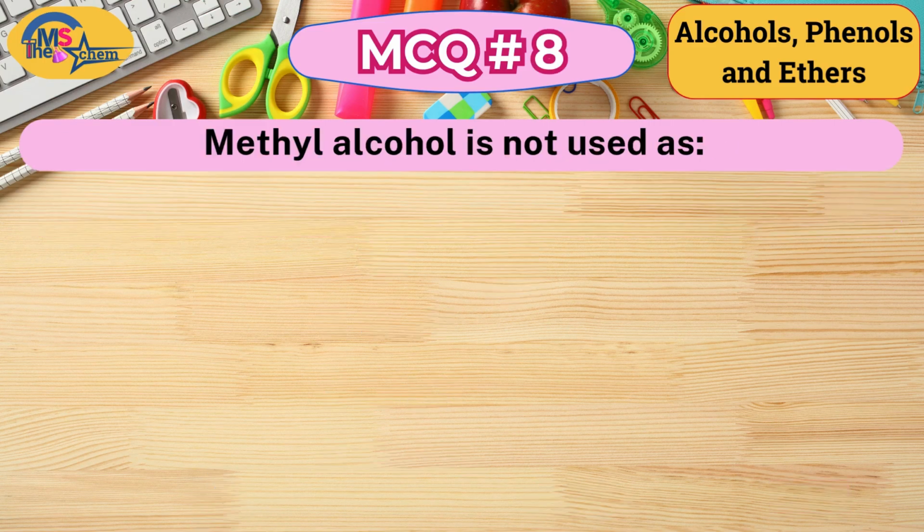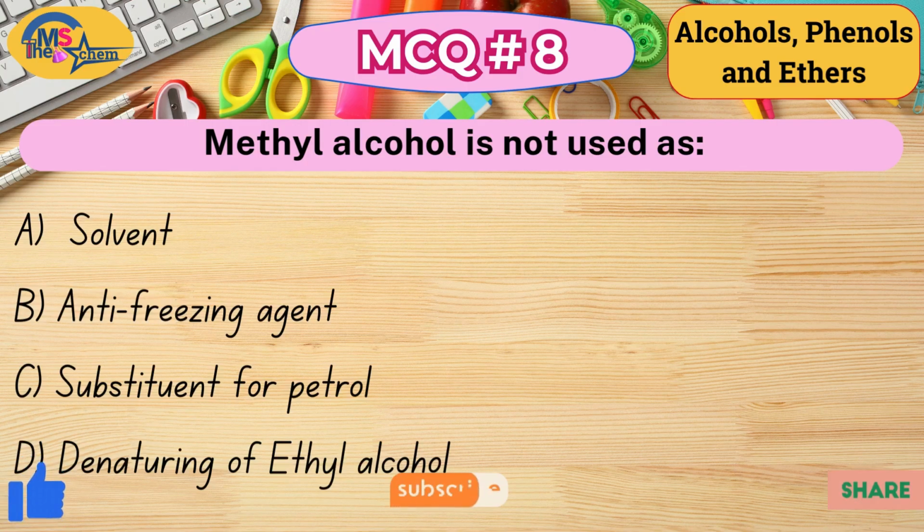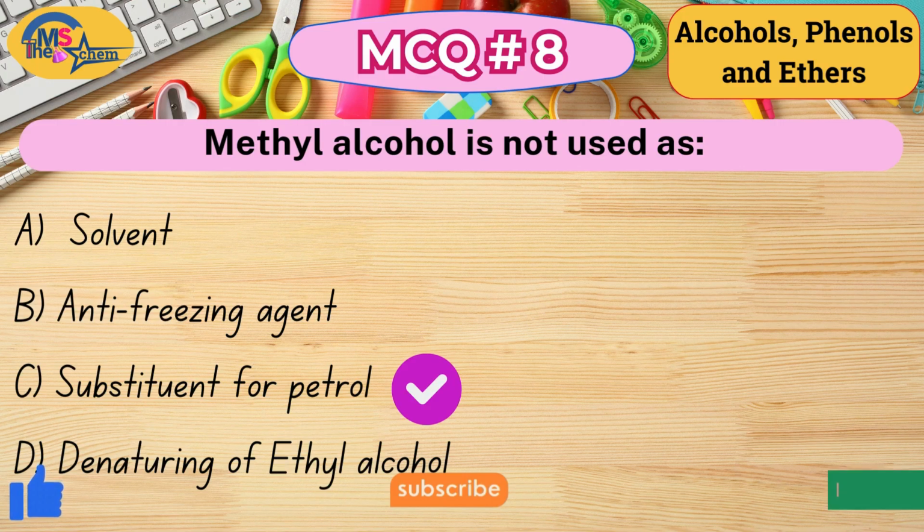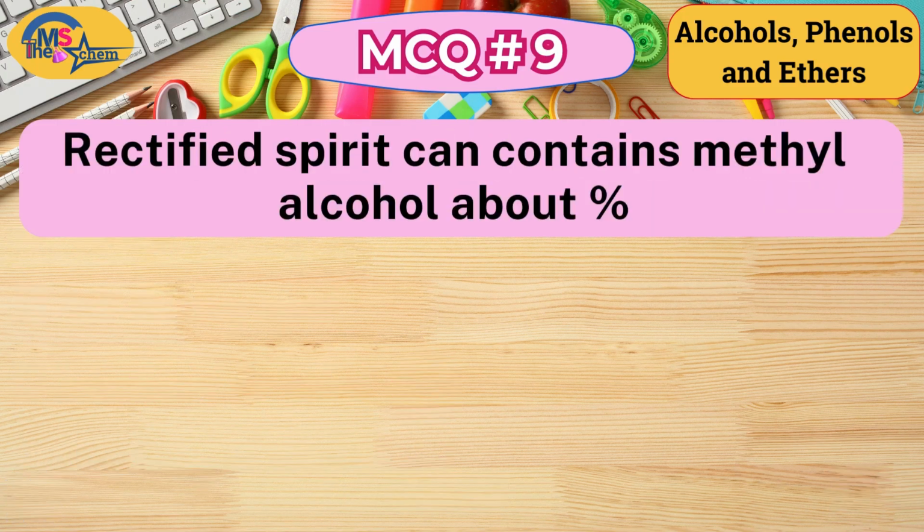And now question 8 is methyl alcohol is not used as. Here are the four options given. Option A is solvent, option B anti-freezing agent, option C substituent for petrol, and option D denaturing of ethyl alcohol. The true answer to this question is option C, substituent for petrol.